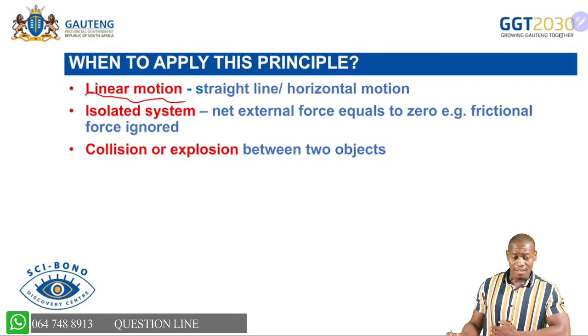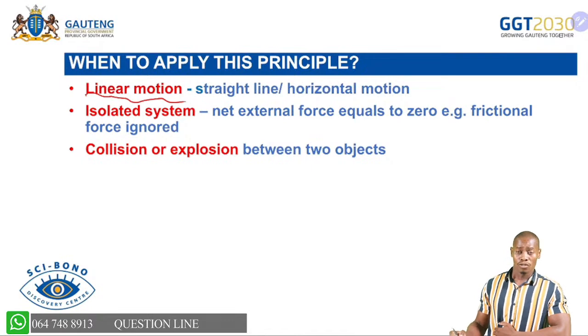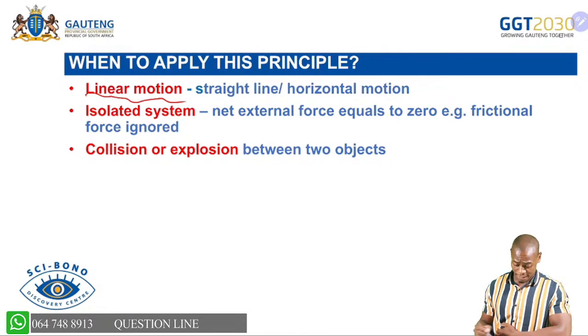Three, there must be collision or explosion between two or more objects, right? Let me give you an example, especially when it comes to the principle of conservation of mechanical energy. I don't want to confuse you, but let's say we have two objects: this is your object A, and this is your object B.